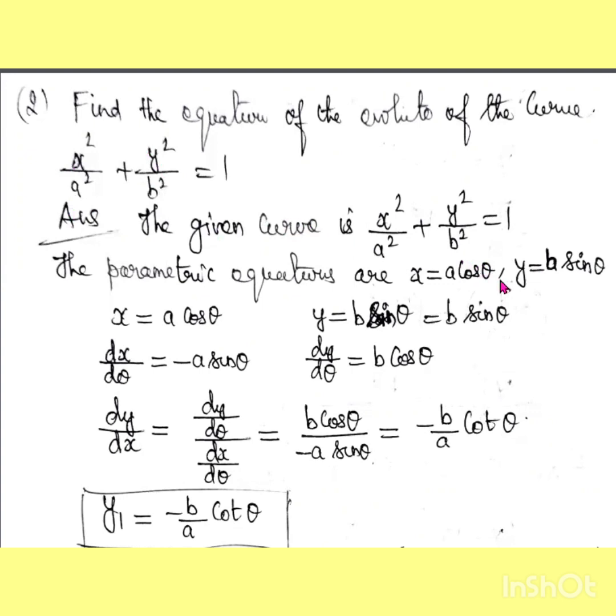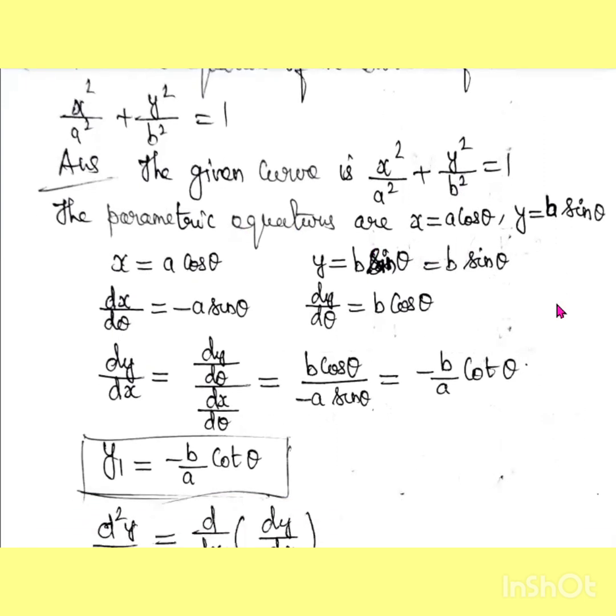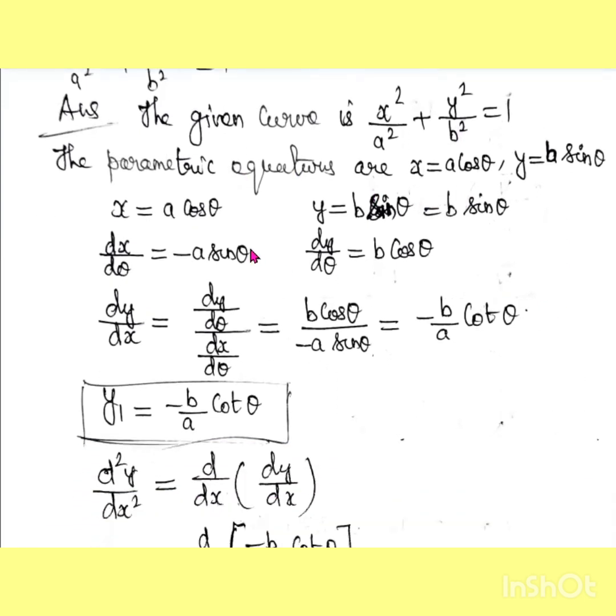The given ellipse is x square by a square plus y square by b square is equal to 1. The parametric equations are x equal to a cos theta, y is equal to b sin theta. These are the parametric equations of the ellipse.